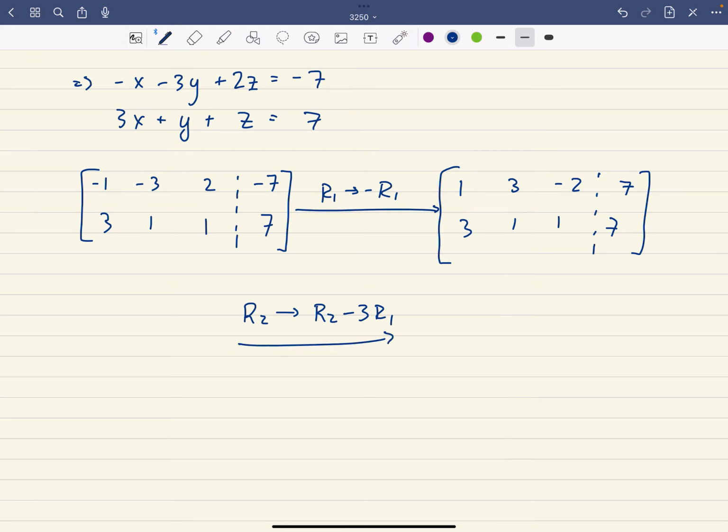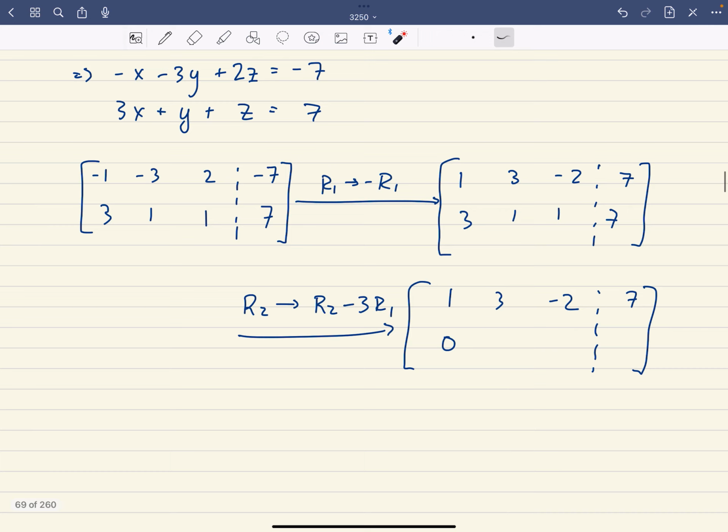So that means that our next step in reducing, the first row I'm going to copy. The second row is going to be 0, and then we need to calculate the rest. We're going to have 1 minus 3 times 3, so that's -8. 1 minus -2 times 3, so that's 1 minus a -6, so that's a 7. And then 7 minus 3 times 7, so that'll be -14.